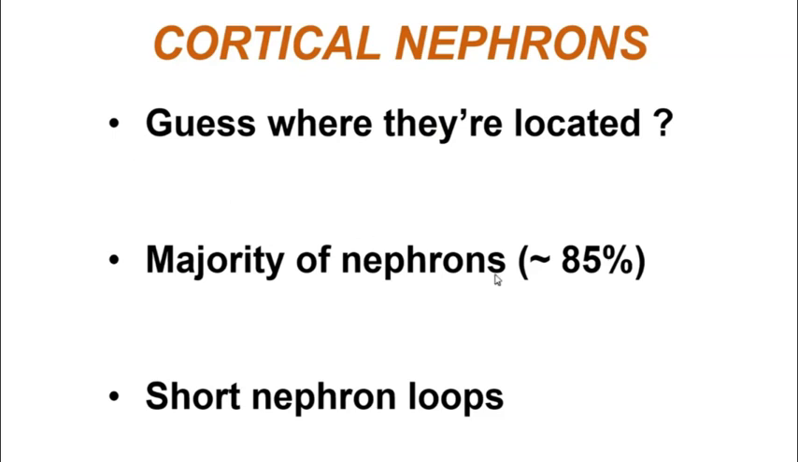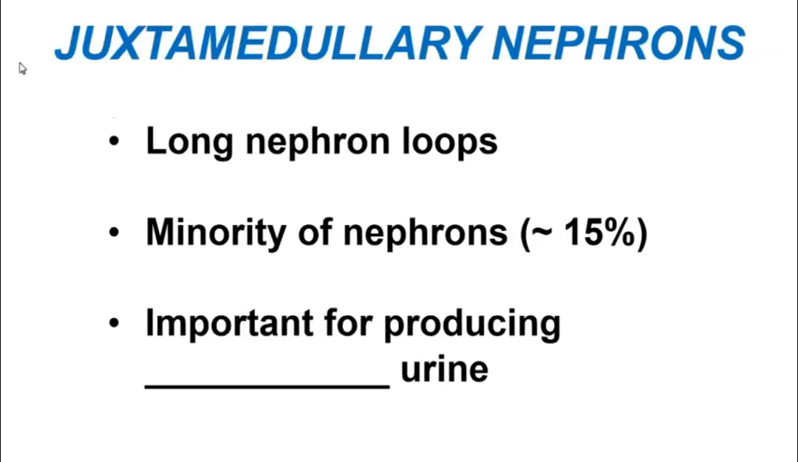They make up the vast majority of the nephrons in the kidney, about 85% or so of the population of nephrons in the kidney. They're characterized by very short nephron loops. The remaining 15% or so of the nephrons are a type of nephron called the juxtamedullary nephron. They are located at the junction between the renal cortex and the renal medulla. So they really sit at the junction between the renal cortex and the renal pyramids. They're characterized by very long nephron loops.